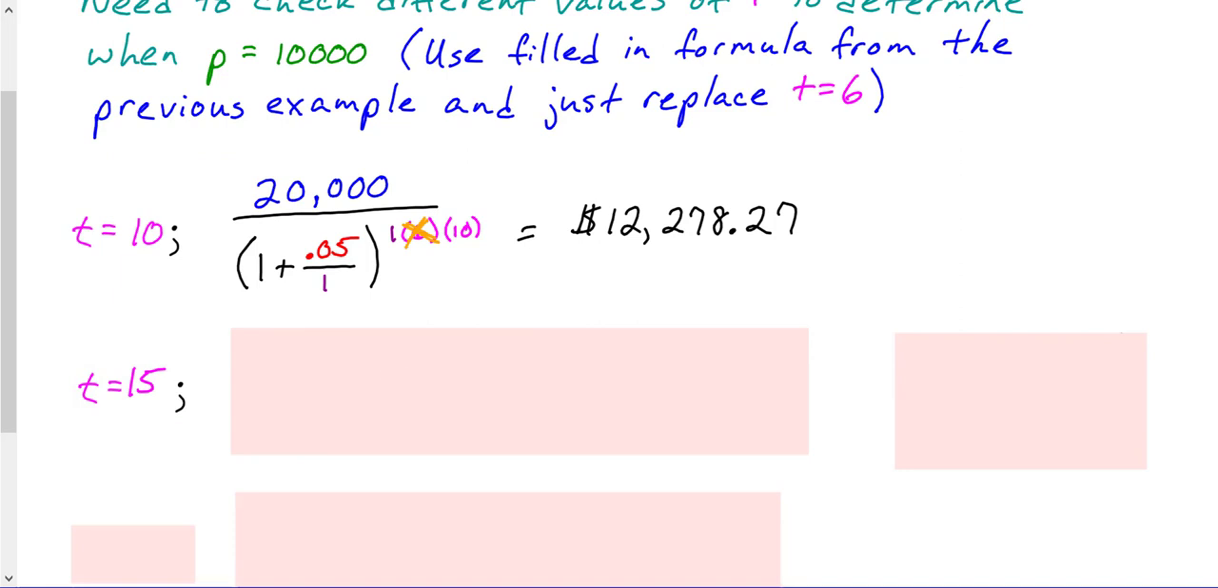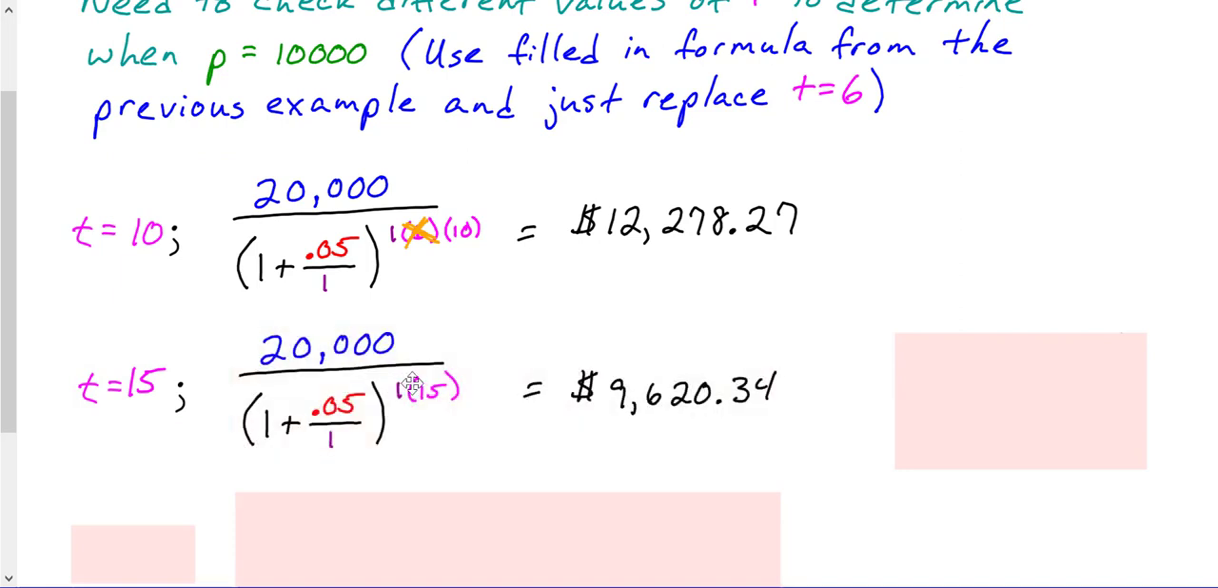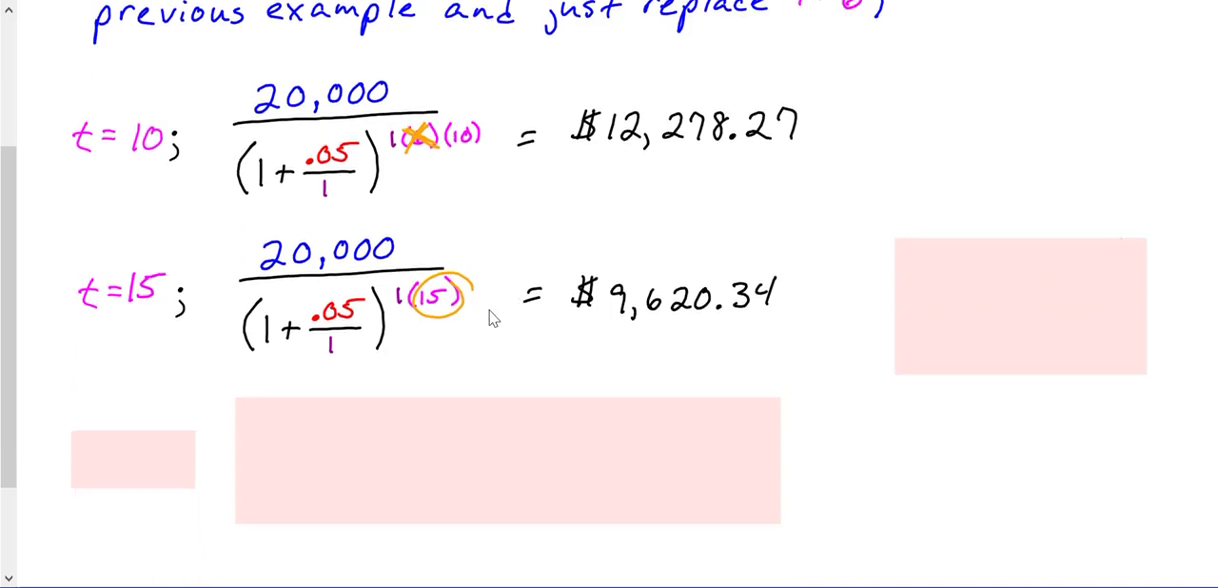And when we put in 15 years for t, so remember, that's where we're replacing it right here. We're going to change the t to 15 years and solve it out. We get $9,620.34. So now we're a little lower than our 10,000 that we want to put in to begin with. So our next step is I'm just going to go back 1 year and see how close I get.